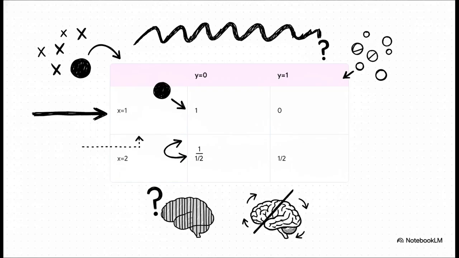It takes a totally different view. It doesn't care about the whole map. It just looks at one road at a time. It says, okay, if I know that x is 1, what's y? Boom, 100% chance it's 0. And if x is 2, well, then it's a 50-50 toss-up. See how each row adds up to 1 by itself? It's not learning the whole picture. It's just laser-focused on learning the rule to get from x to y.